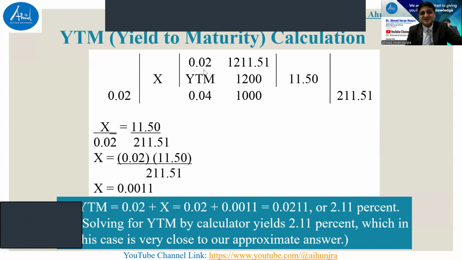What is i lower? 0.02, which means 2%, plus x, which is 0.0011. So it's giving us the exact answer, 2.11%. So solving for YTM, 2.11% is the exact rate which will give the answer equal to 1200, the market price of the bond. This is the concept related to when a bond is traded at premium.